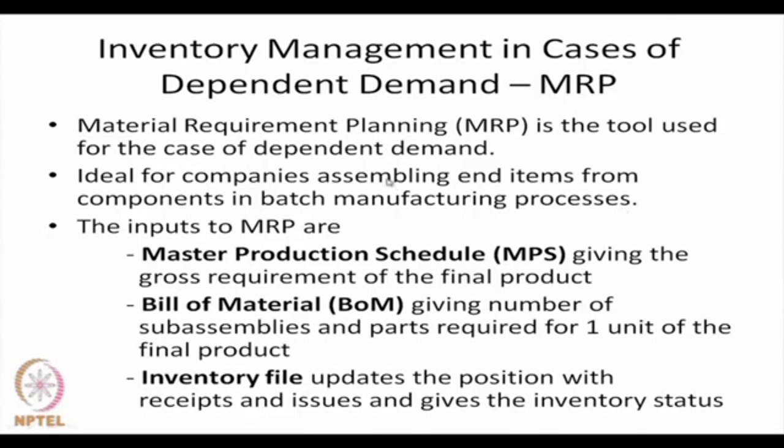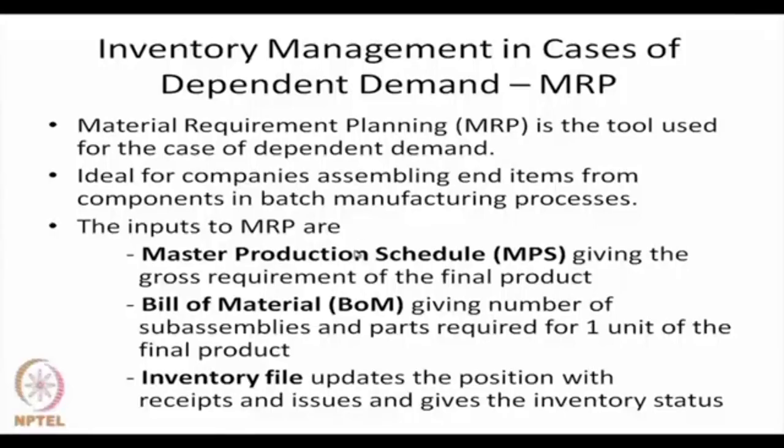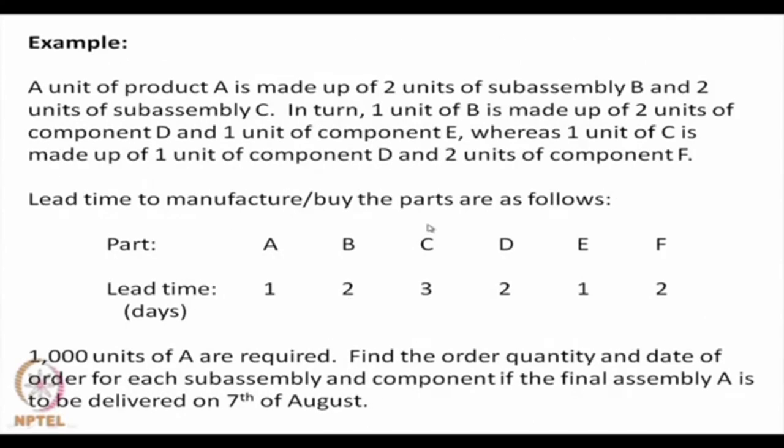That means, if you have to assemble certain units or certain components, and if the number of assemblies to be produced is known, then the number of components is automatically known. So, one has to therefore have three things: master production schedule, bill of material, and inventory file. We give an example to illustrate what we are saying.